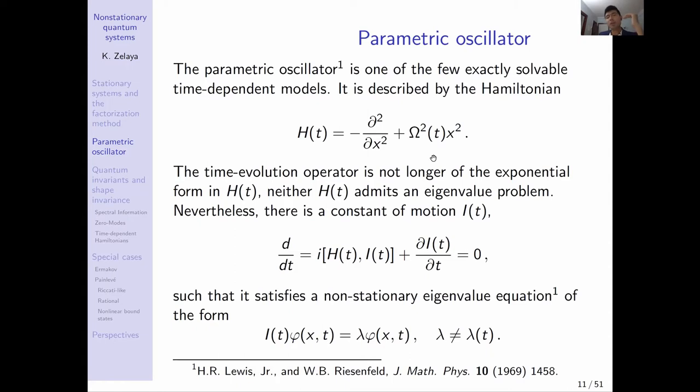The main problem with this Hamiltonian is that we cannot decompose the Schrödinger equation into an eigenvalue equation, because the standard procedure of introducing the unitary operator is no longer valid because of the explicit time dependence. However, Lewis and Riesenfeld, back in 1969, found that there is a workaround to solve this problem: take the time-dependent Hamiltonian and put this problem on similar grounds to the stationary case.